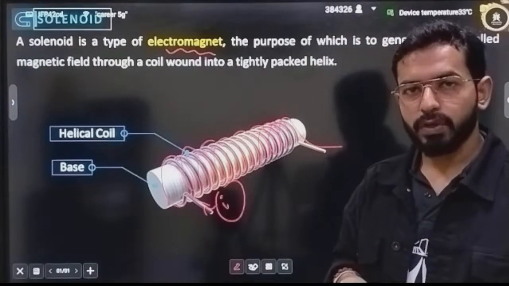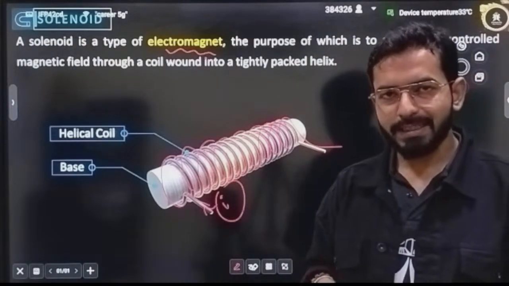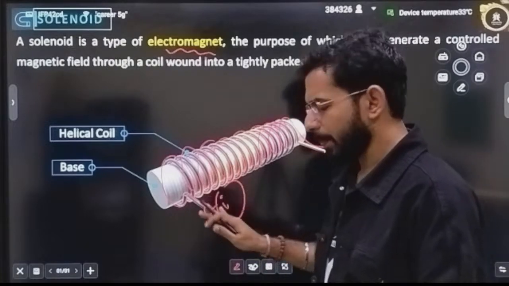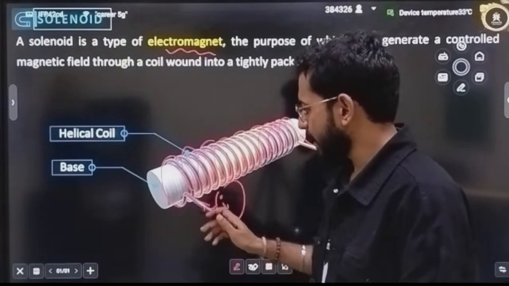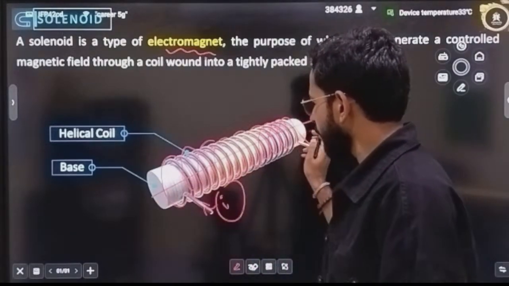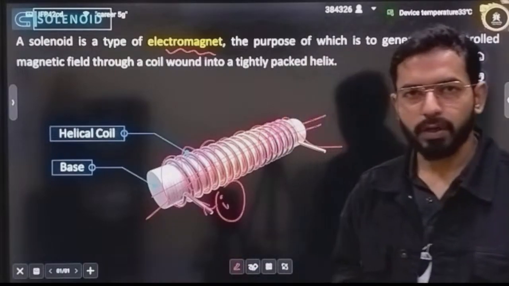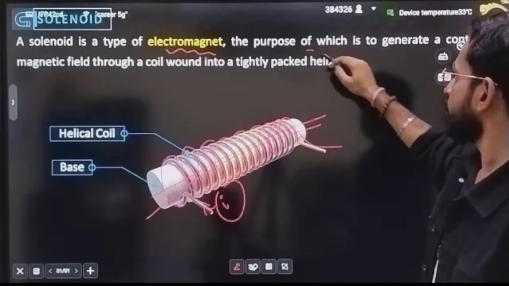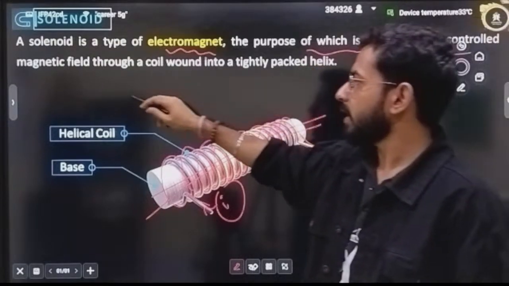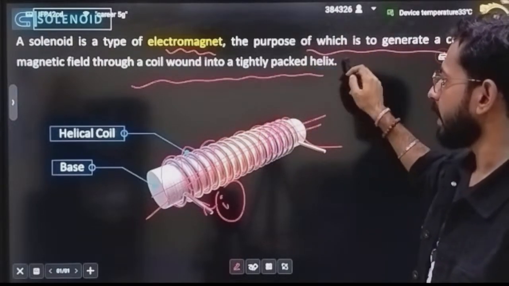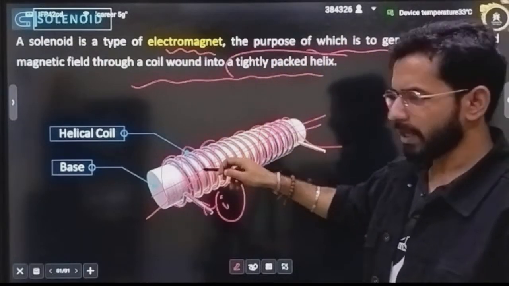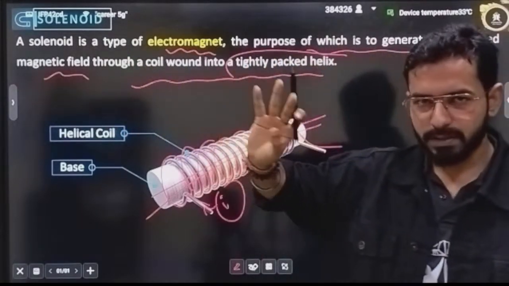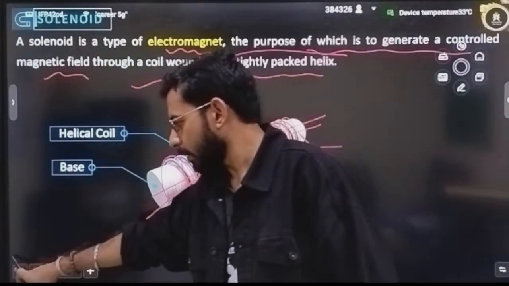I told you in the first lecture that when some current is flowing through anything, it will induce some magnetic field as well. So depending on the direction of this current, some magnetic field will also be introduced into this solenoid, and that's why it behaves like an electromagnet. The purpose of it is to generate a controlled magnetic field through a coil wound as a tightly packed helix. This shape is called a helix, and that's why it has a magnetic field as well. This is the complete concept of the solenoid.